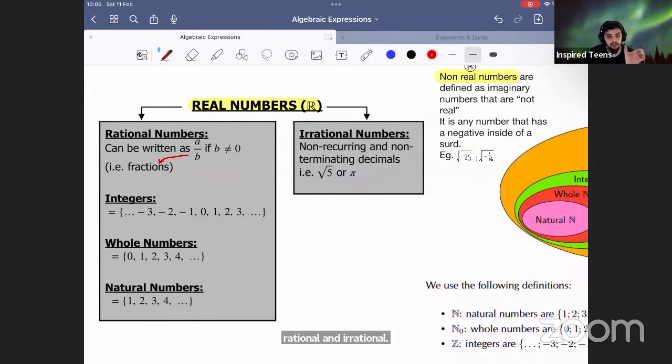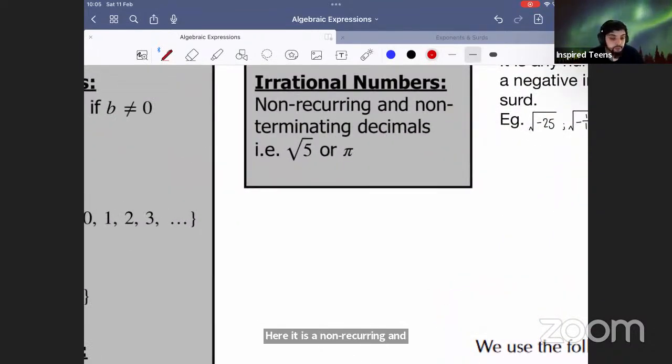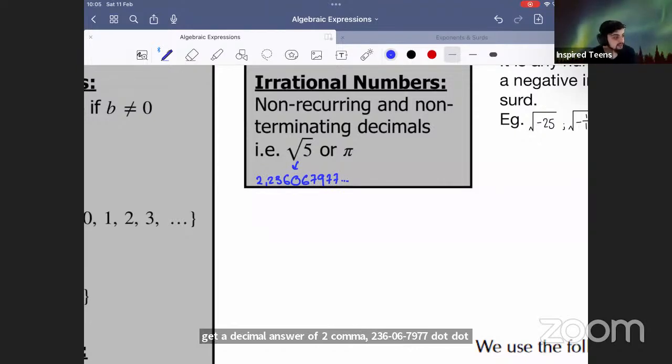Let's talk about irrational. It is non-recurring and non-terminating decimals, and they give the example √5 and pi. When we put √5 in our calculator, we get a decimal answer of 2.236067977... It might end at 77, but that's just the memory your calculator has. Actually this number goes on till infinity. It has many different numbers.